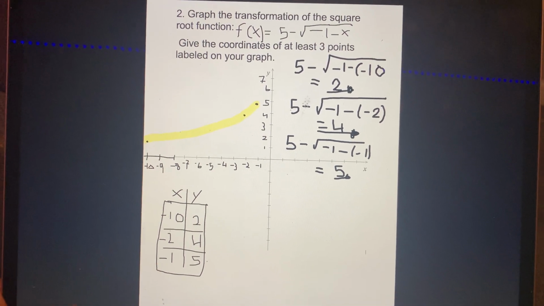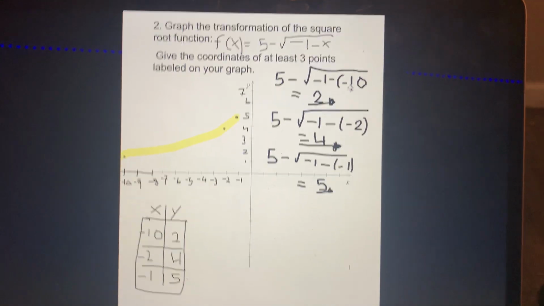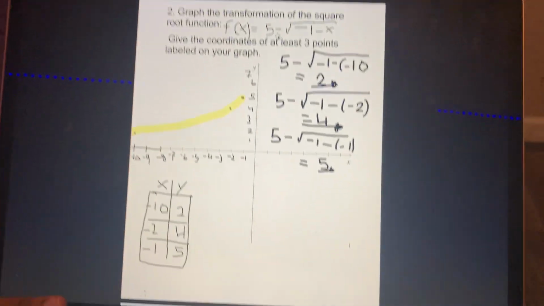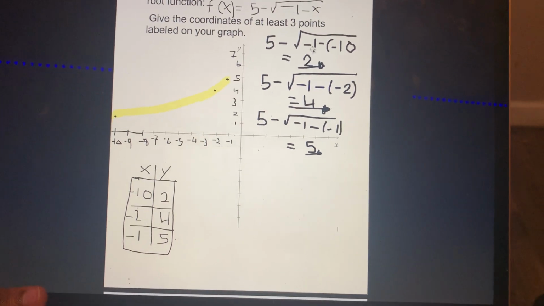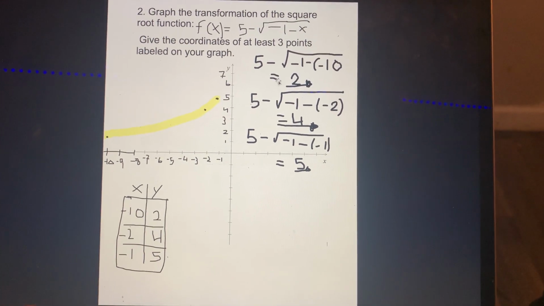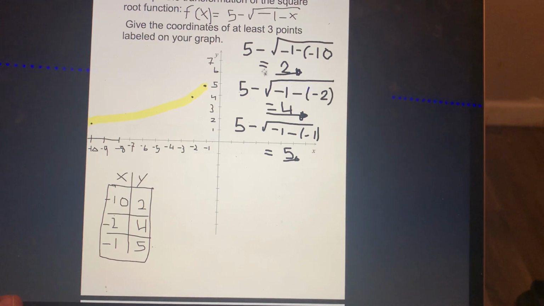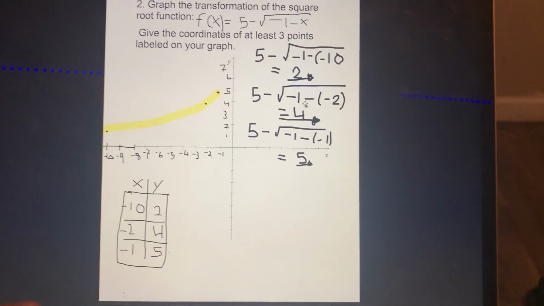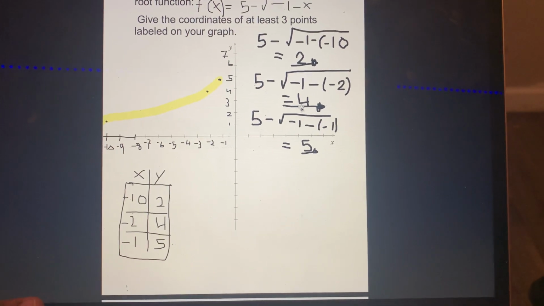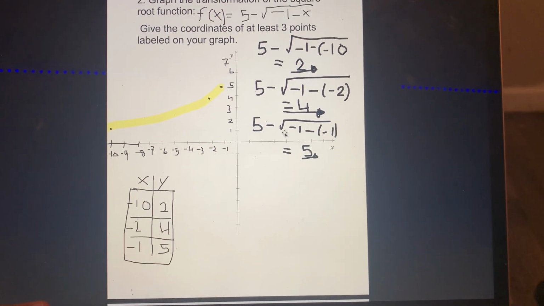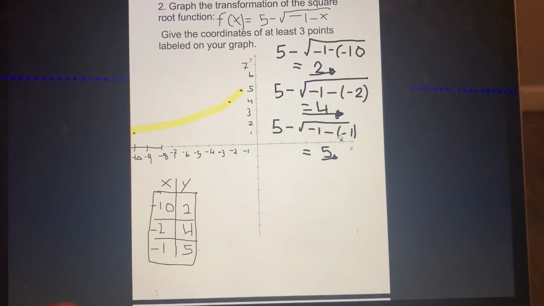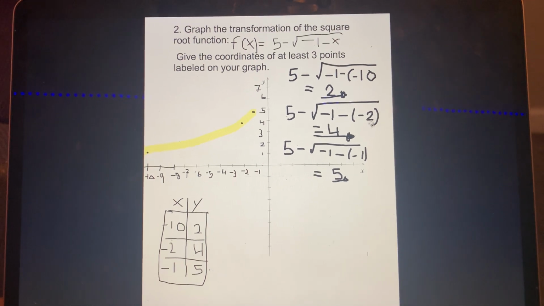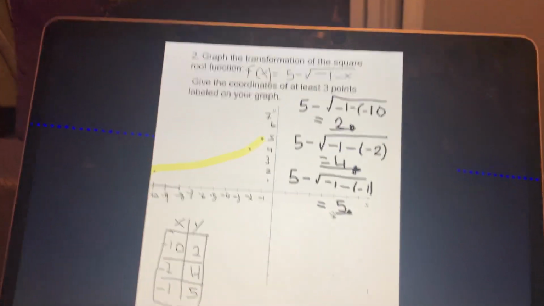The first value that I took was negative 10. So I just took the same equation, f of x equals 5 minus the square root of negative 1 minus negative 10. The y value is 2. The next one was 5 minus the square root of negative 1 minus negative 2. The y value is 4. 5 minus the square root of negative 1 minus negative 1, and the y value is 5. So for my x values, negative 10, negative 2, and negative 1, I got 2, 4, and 5.